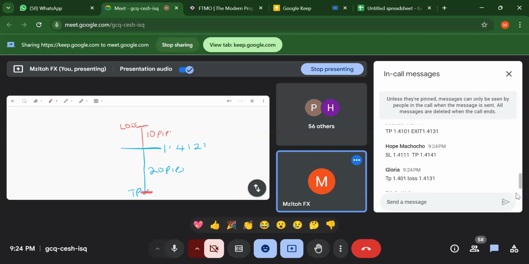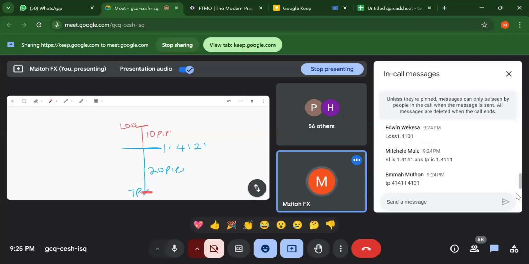Okay, Machocho, you want us to know how to calculate pips into money. And this one here, you're also confusing. Do it correctly, we see. Gloria, 1.401 as loss. And TP, yeah, correct. Edwin Wekesa, loss. I think Wekesa is new, but also you got it wrong. Michel Mule, 1.4141 and TP 1.4111. Okay, I think SL for Michelle is also wrong.